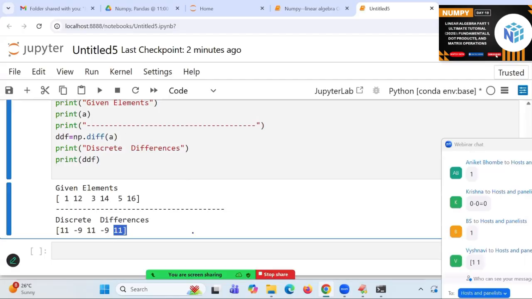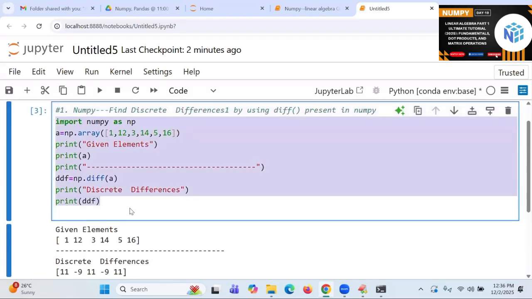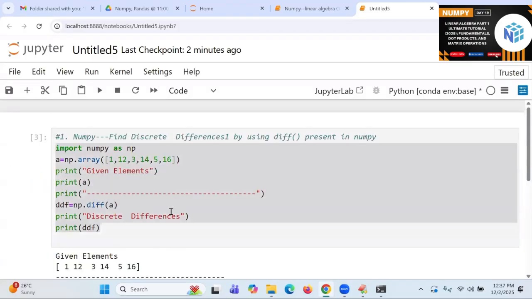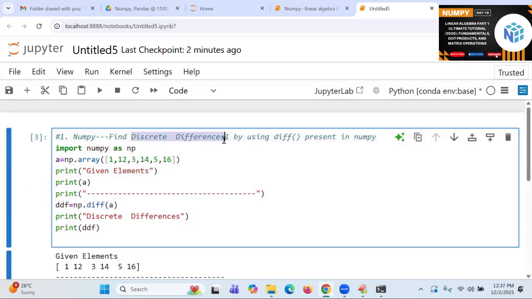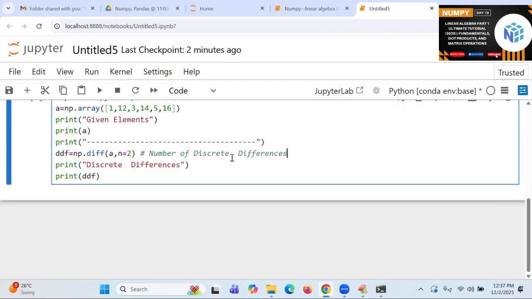What answer do you expect the second time? So keep it as this. Discrete differences how many times? 2 times. What will I do? N is equal to what? 2. I am going to write it. N is equal to 2, a keyword argument. Number of times, number of discrete differences is equal to 2. 2 times.